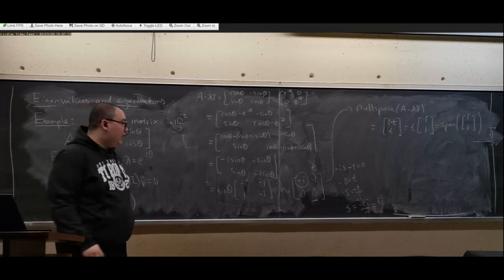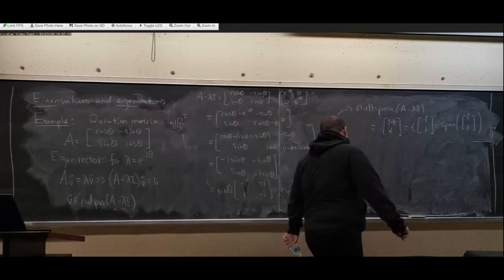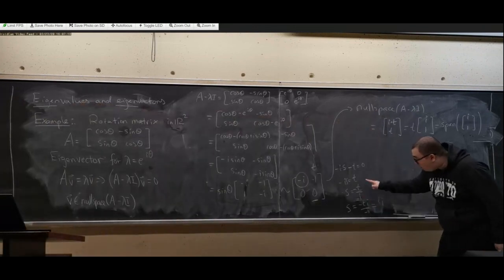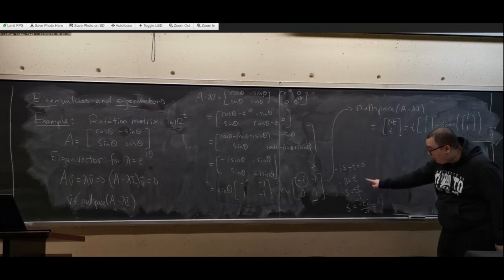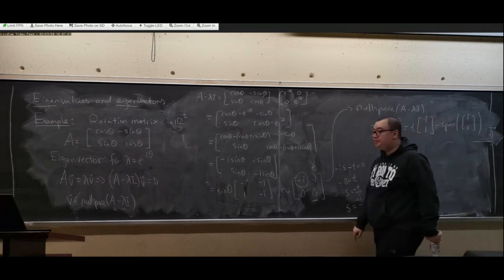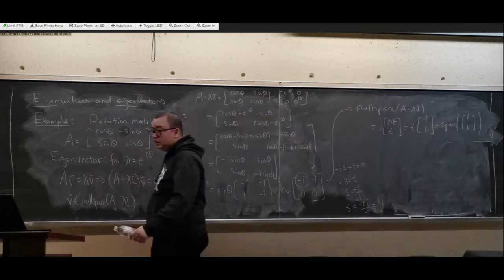So what I did from this step to this step, I multiplied top and bottom by i. If I multiply top and bottom by i, I get ti on the top, and I get i squared, which is minus 1, on the bottom. Okay.